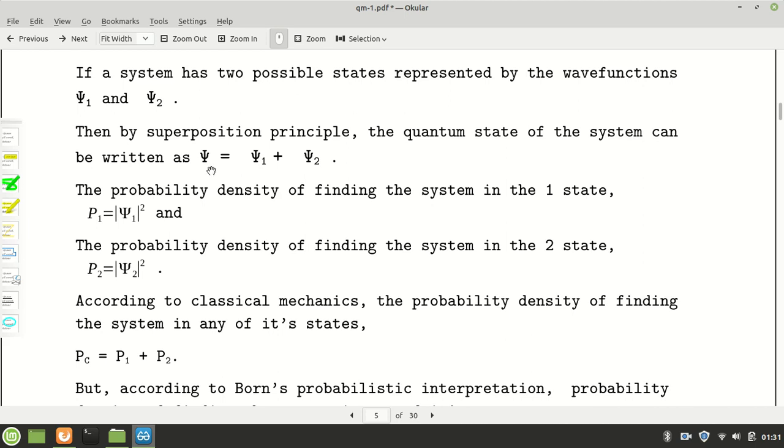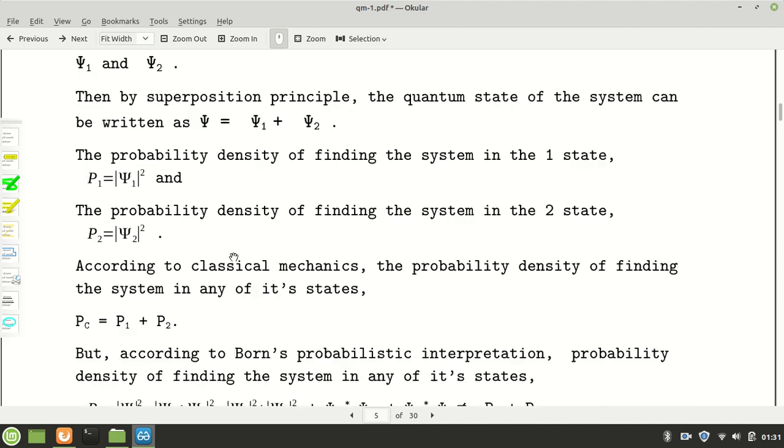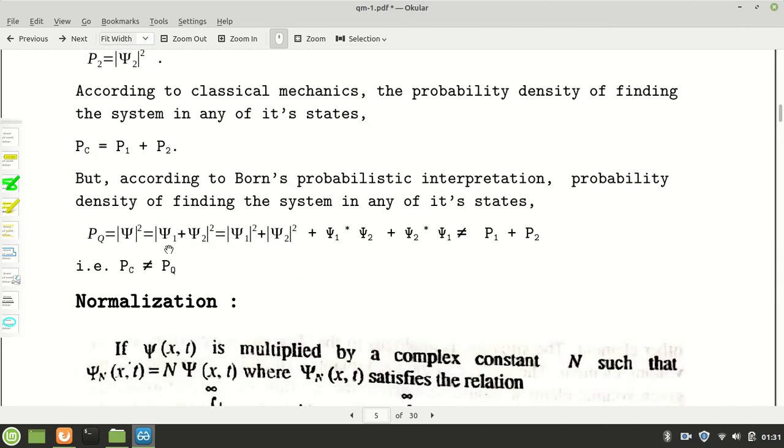So the probability of finding the system in any one of the two states is mod psi square, not mod psi 1 square plus mod psi 2 square. What will mod psi square give? That is psi 1 plus psi 2 whole mod square, that means psi 1 plus psi 2 star into psi 1 plus psi 2. So it will give you 4 terms: mod psi 1 square plus mod psi 2 square plus psi 1 star psi 2 plus psi 2 star psi 1. This is very much different from P1 plus P2. That is, PQ, the quantum mechanical probability, is not equal to the classical probability.